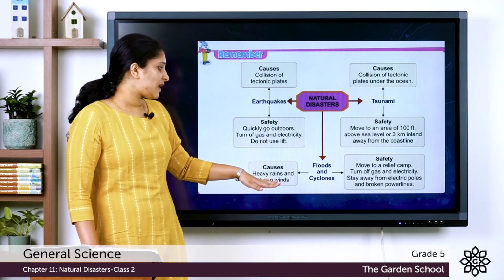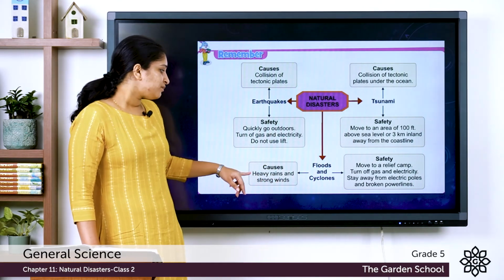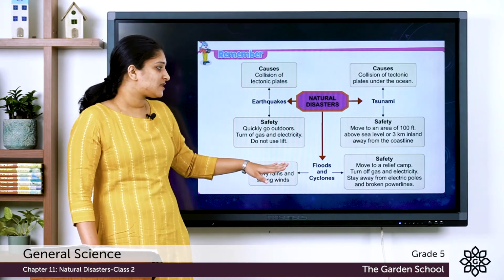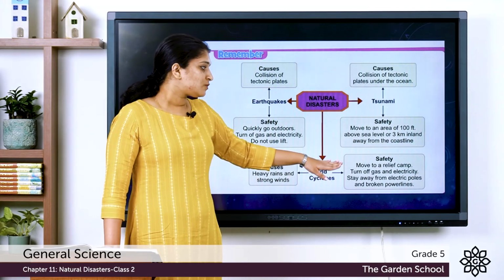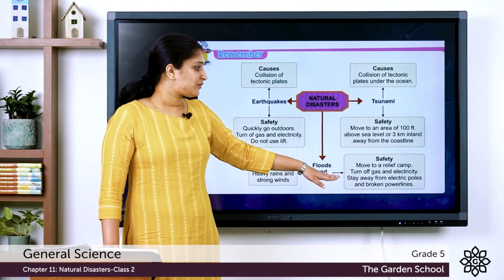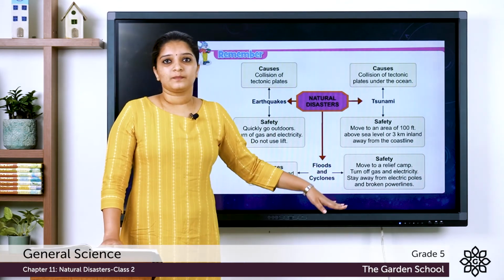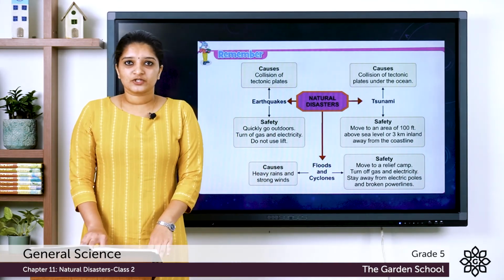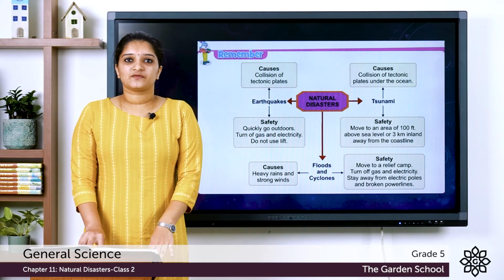Then we learned about floods and cyclones. The causes are heavy rains and strong winds, and the safety measures to be followed are to move to a relief camp, turn off gas and electricity, and stay away from electric poles and broken power lines. This marks the end of this chapter. I hope the topics were clear to you.